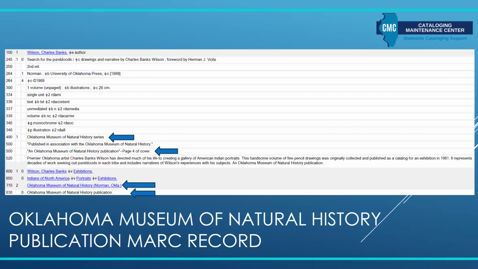So this is a MARC record for Search for the Purebloods. However, remember from our previous slide, this series-like phrase should be given as a quoted note in the bibliographic record, which there is in the second 500 field. And there is an arrow pointing at that one.